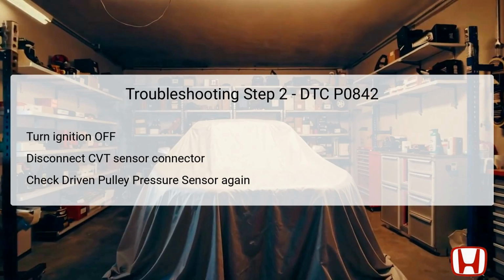After the connector is removed, once again, turn the ignition switch back to the on position or press the engine start-stop button to engage the system. After doing this, recheck the voltage reading at the driven pulley pressure sensor using the HDS. If the voltage still indicates 0.21 volts or less, proceed to step 3 for further diagnostics.